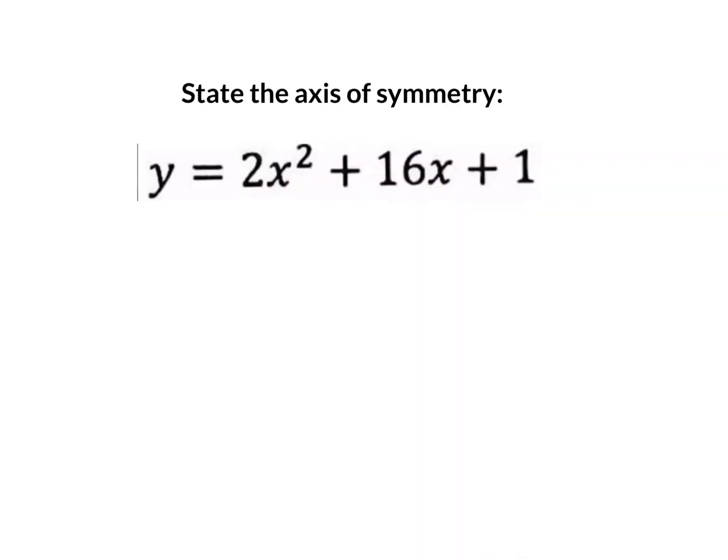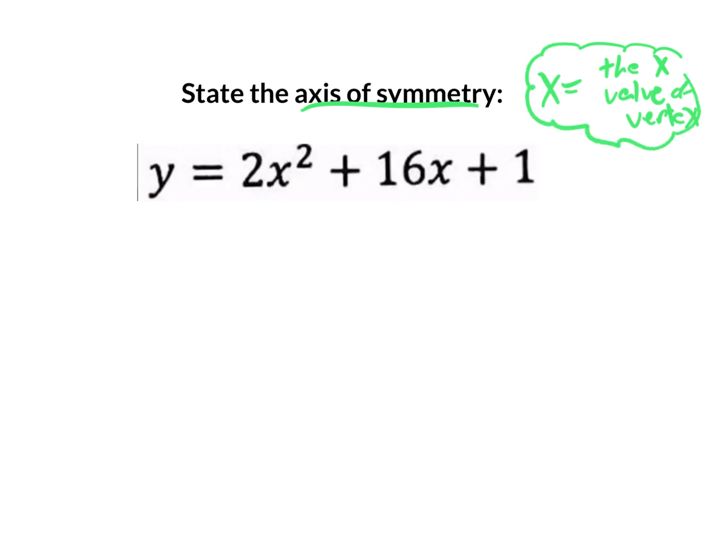Obviously, it's a little more complicated if I ask for the axis of symmetry and I don't show you the parabola, because then you have to actually find the vertex x value, because the axis of symmetry will be x equals the x value of the vertex. That's what we have on the board. Those are the notes. The axis of symmetry equation will be x equals the x value of your vertex.